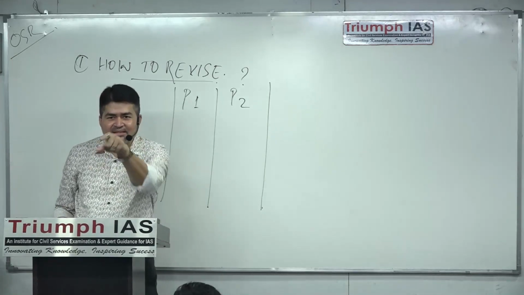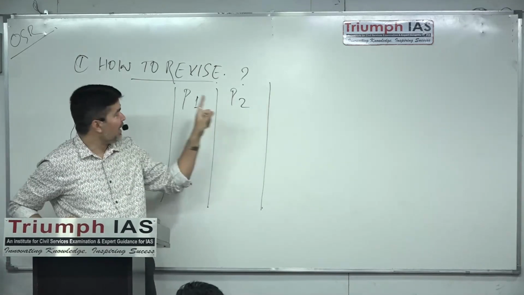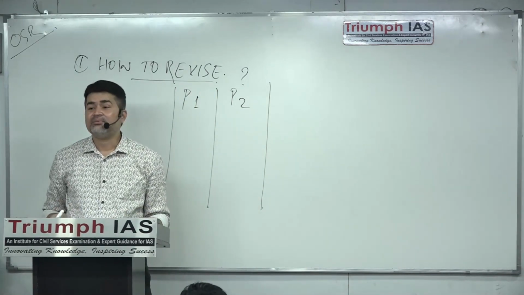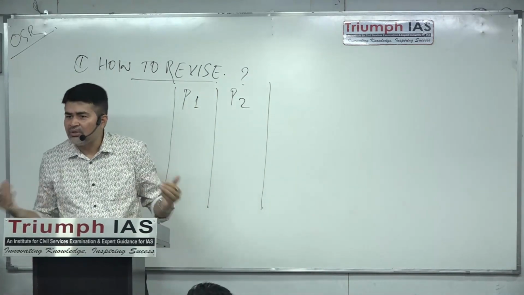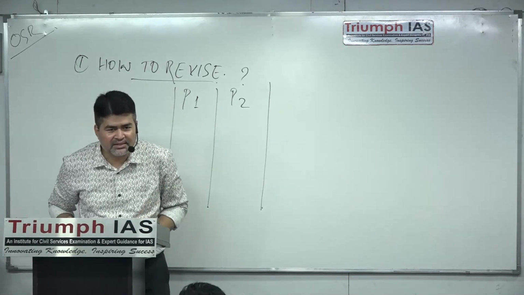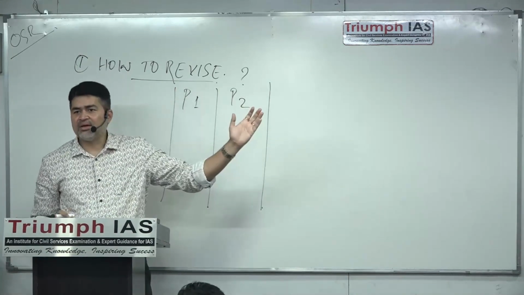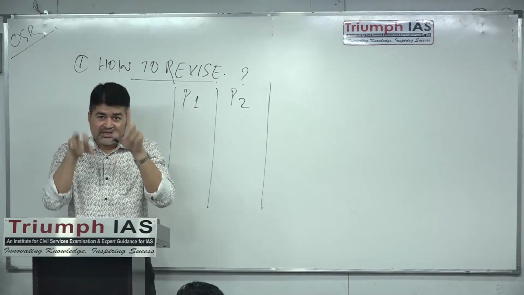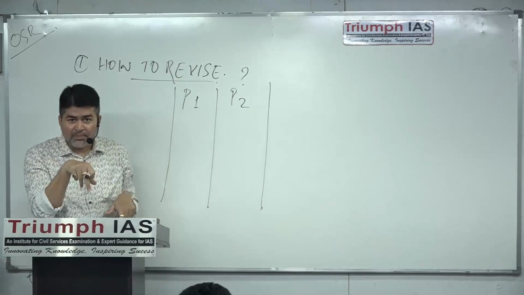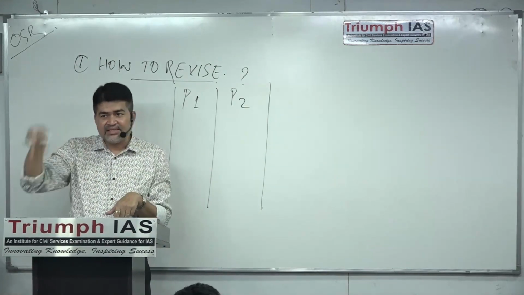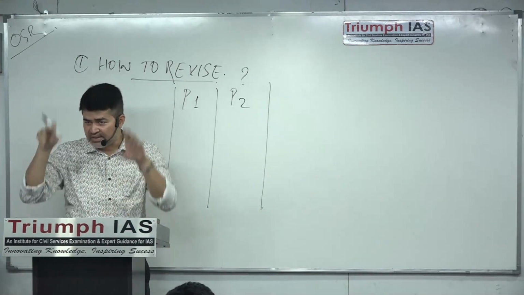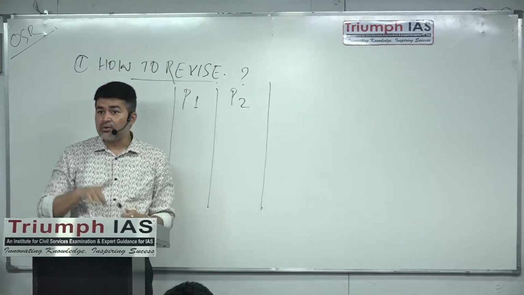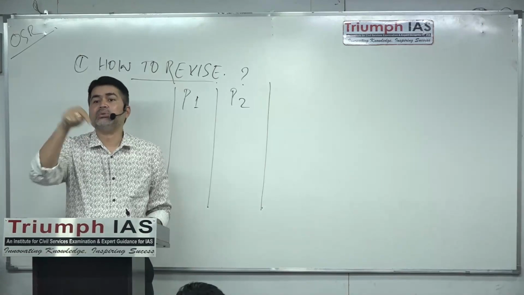So, did you get my suggestion for revision? How to revise? This is the first question, you know. When you come to me, you ask, sir, how to do revision, isn't it? So this is the way: refer to your notes. First, make a listing of paper 1 topics, paper 2 topics, and GS topics, and then go for detailed revision in the context of the previous year questions.